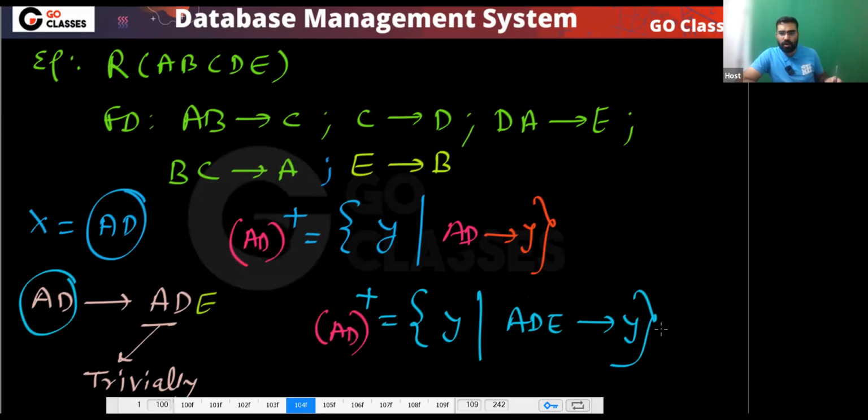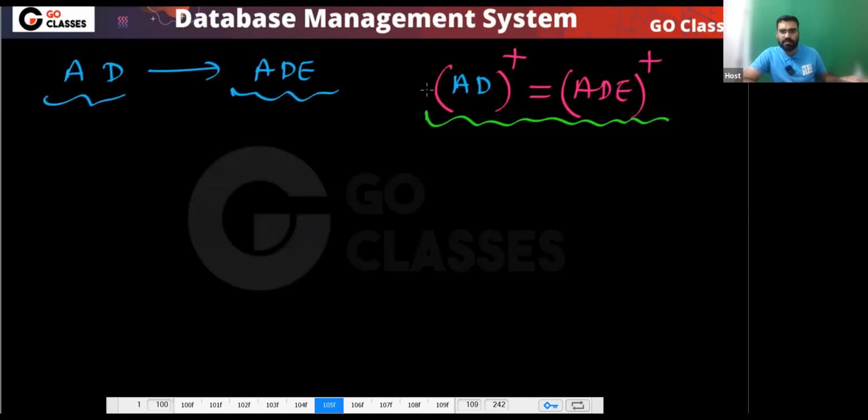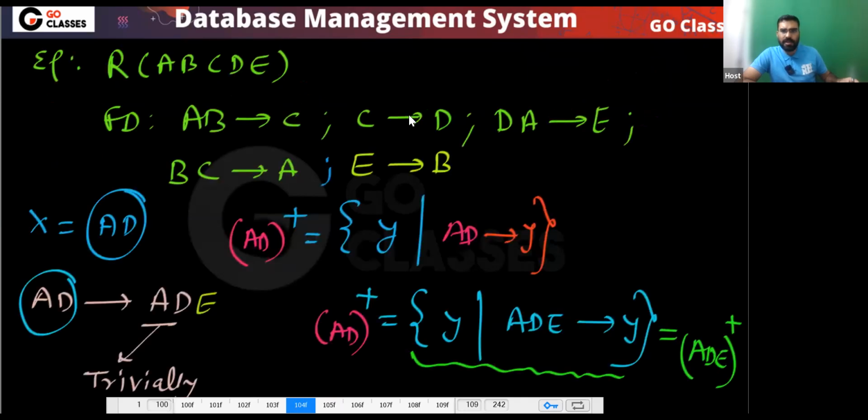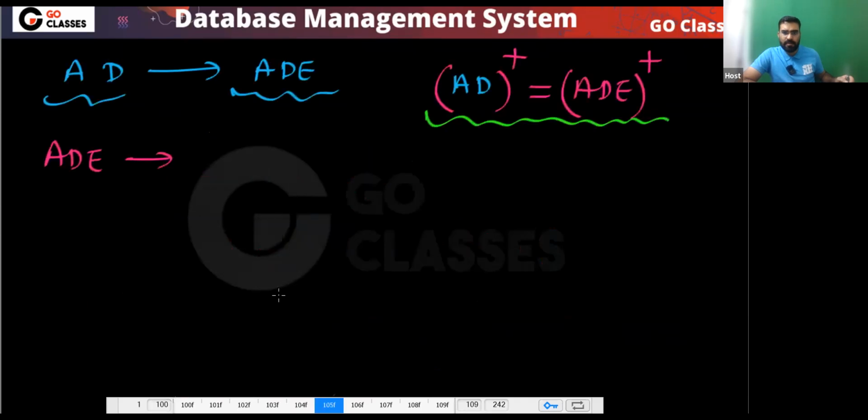And this is the definition of what? This is the definition of ADE closure. So you can notice AD closure is equal to ADE closure. Now, what can ADE determine? You can notice ADE can determine B. So I can say ADE can determine ADEB, right?